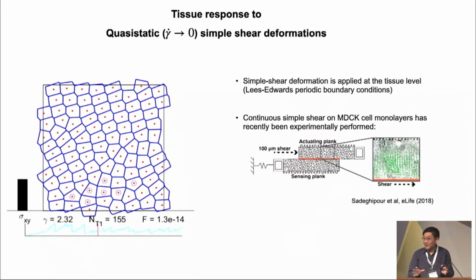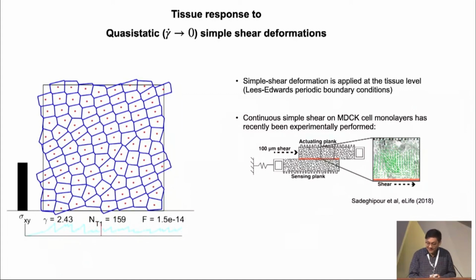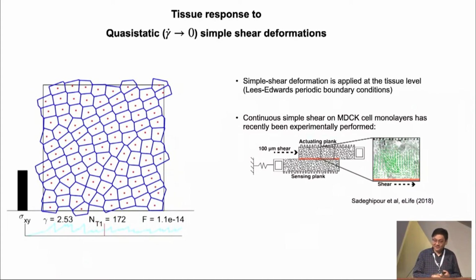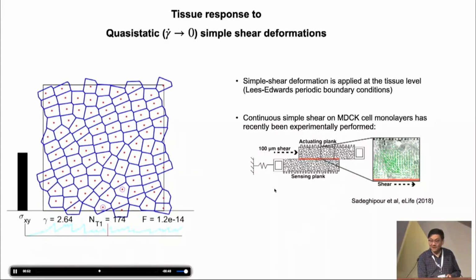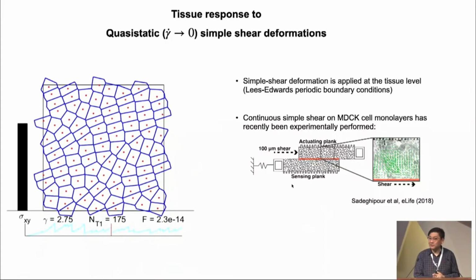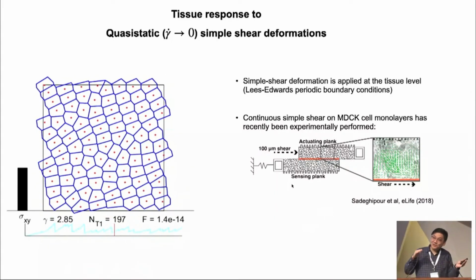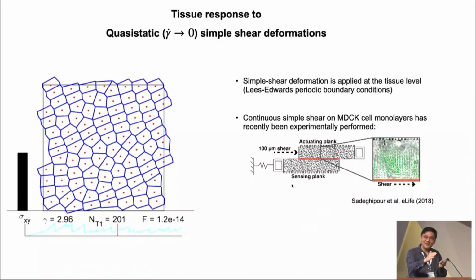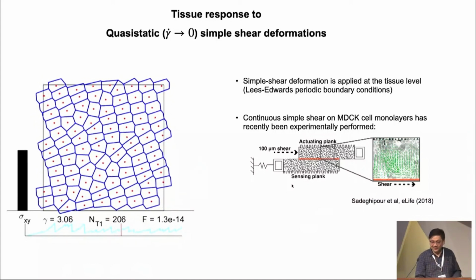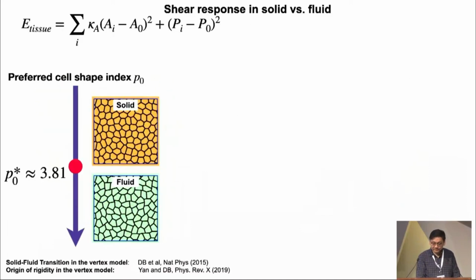Just to connect a bit to experiments that have already taken place, there's actually a very nice experiment from the group of Beth Pruitt at UC Santa Barbara, where they do this kind of simple shear on a tissue, on an MDCK cell monolayer. So what do we find in the model? Are there any trends when you shear it?